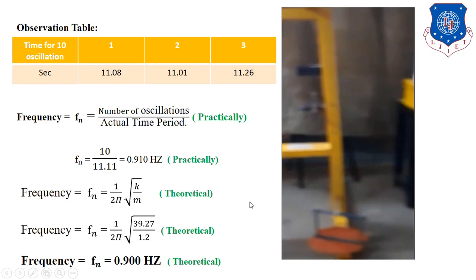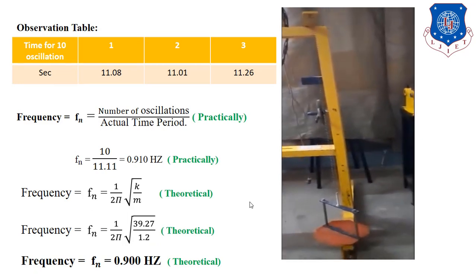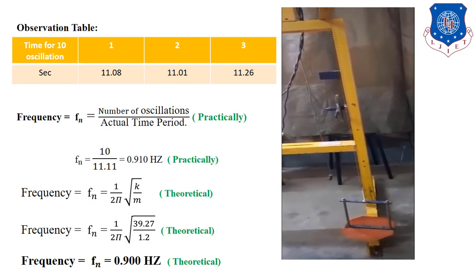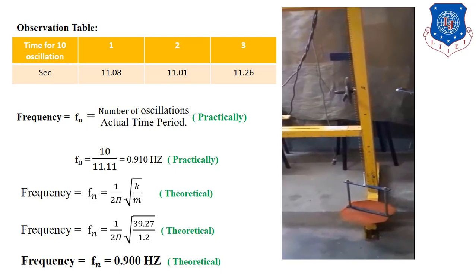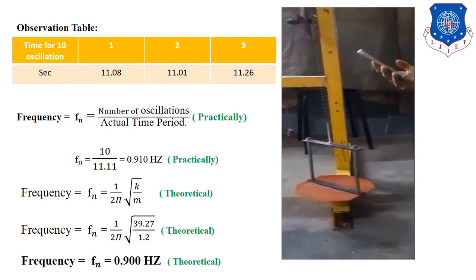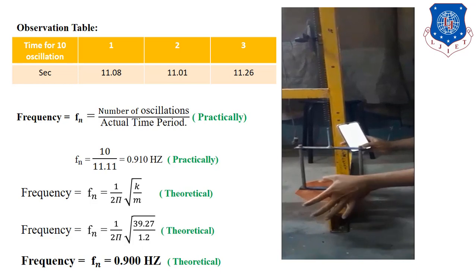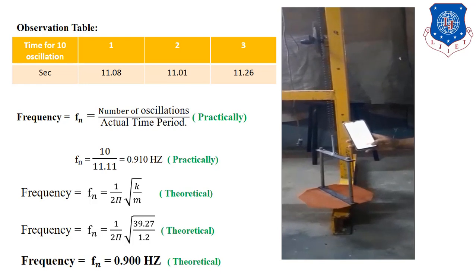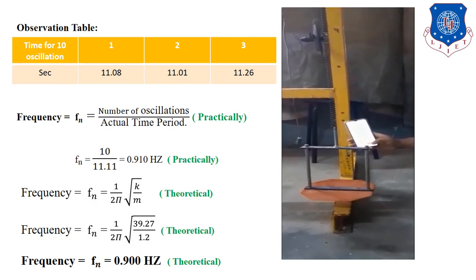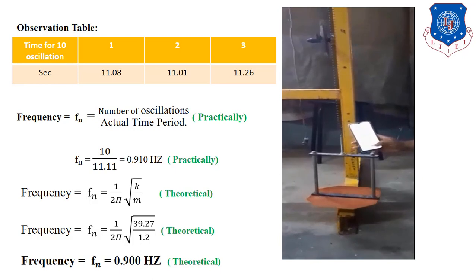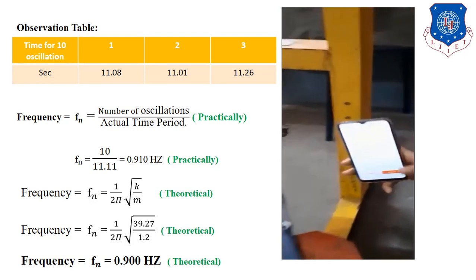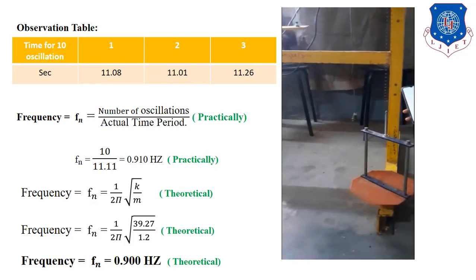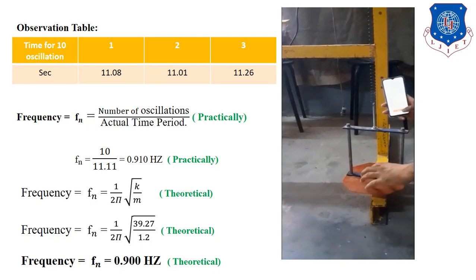Now in the practical, we have to measure the time for 10 oscillations. So first for that we have to give a small x displacement in our spring mass system, and the time we have to measure by using the stopwatch. Here a small x displacement is given, and vibration starts. So we have to measure the time required for 10 oscillations. The first reading we get is 11.26 seconds. Now we have to repeat this process 3 times.